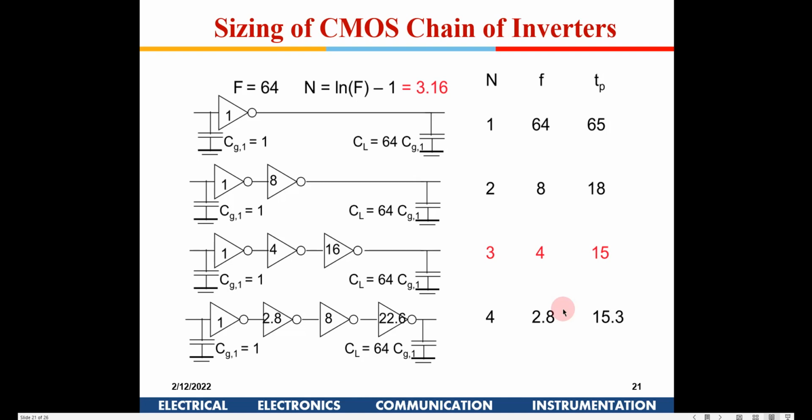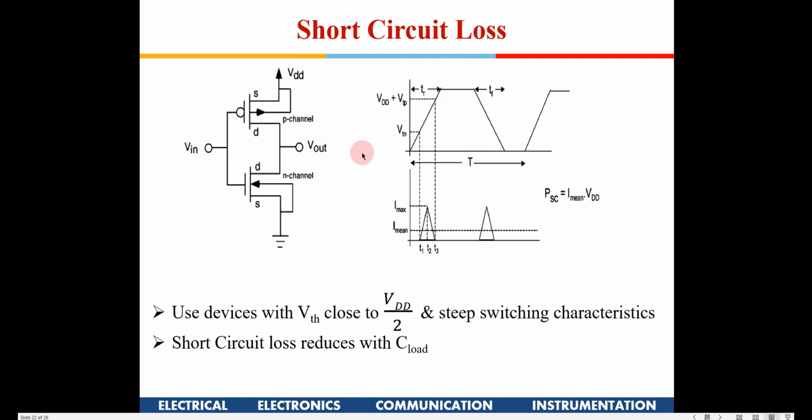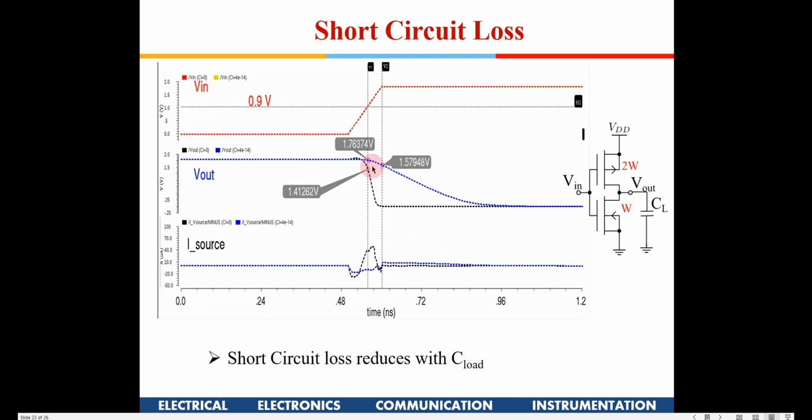Okay, this is okay. Short circuit: this we studied, we already covered in class 1. 4 is taken as optimal. I included this because we are doing transient analysis. When the input is switching from 0 to 1, there will be some short duration when both these transistors are on. We also saw that if the load capacitance is kept high, then the short circuit current will not be that much.